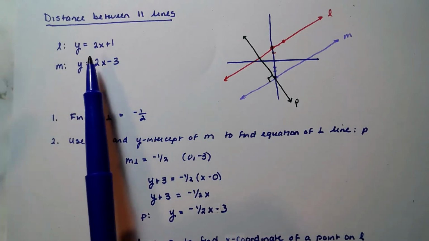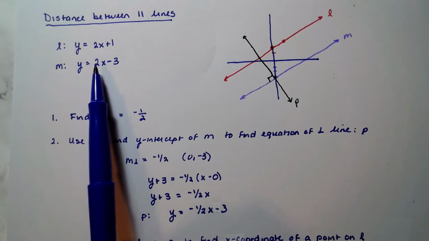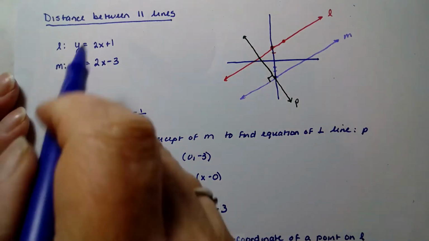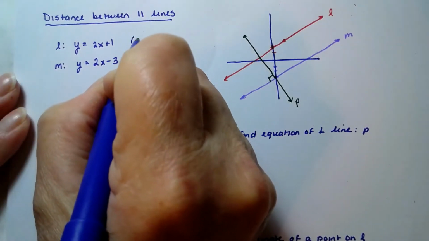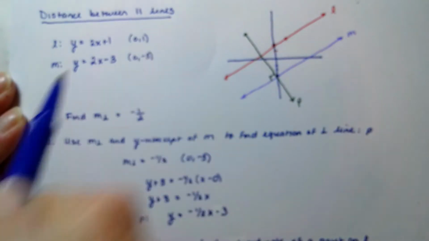So what you do is you decide which line you want to start with. And it's not even the line that you're starting with, it's the y-intercept. So for this line here, the y-intercept is 0, 1. And for this line here, the y-intercept is 0, -3.